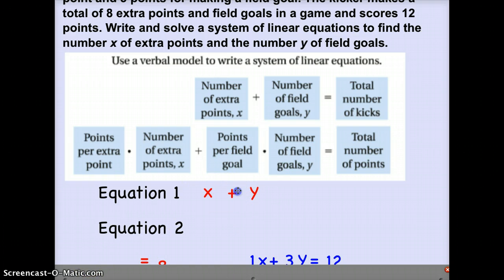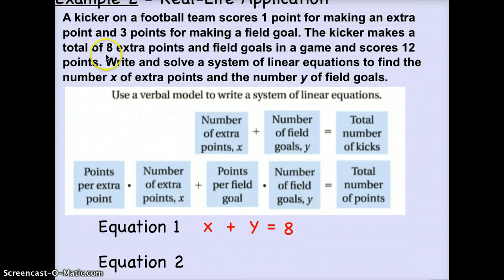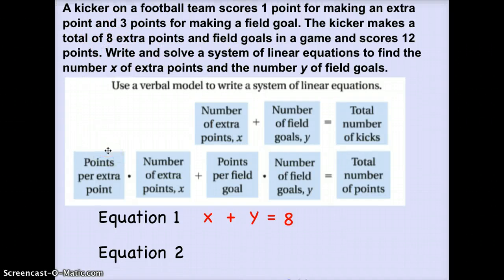So we know that if we add them together, that's going to give us a total of 8, because it tells us in the problem that the kicker makes a total of 8 extra points and field goals. So that's how many kicks the player did, the total number of kicks.